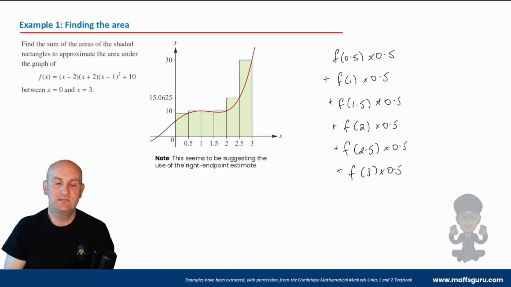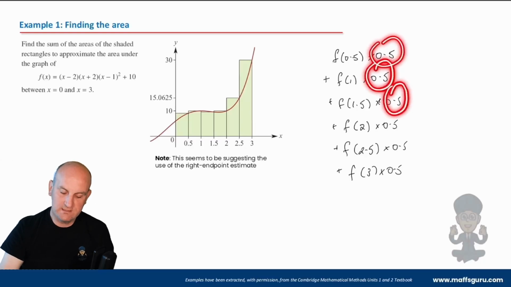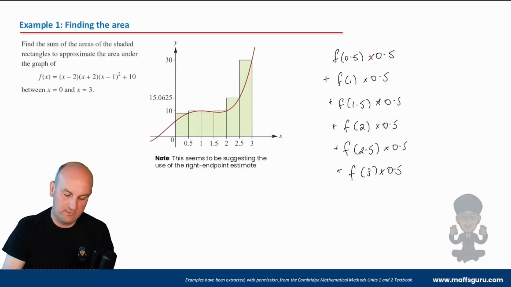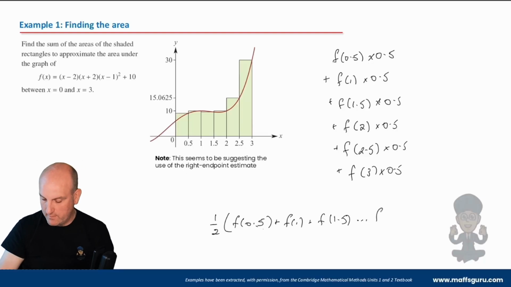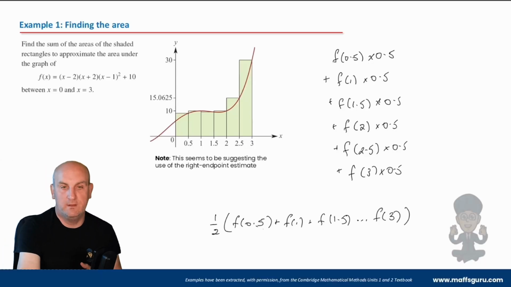Now again, there's a lot of stuff in there, isn't there? But if we use our basic algebra, I can take all of these times 0.5s out of a set of brackets, and therefore I would end up with a half of f of 0.5, plus f of 1, plus f of 1.5, and all the way up to the function of 3. And actually, that's what I'm going to do using my calculator now.